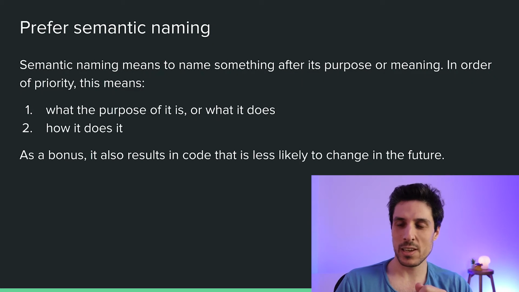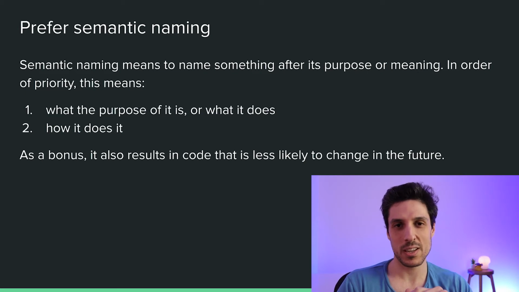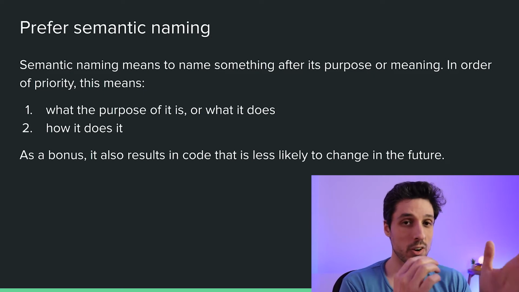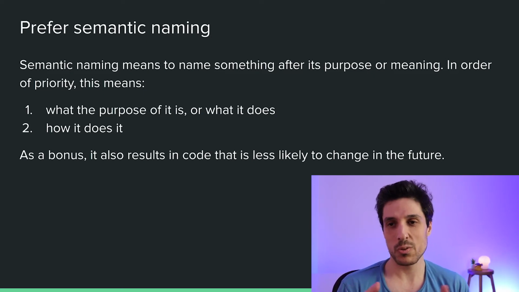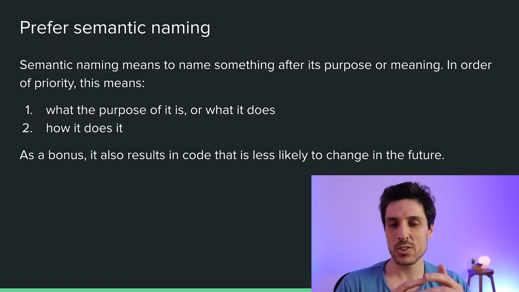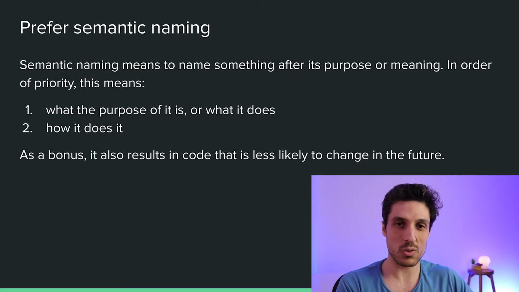All right, the next point is a little bit subtle to understand, and if it doesn't fully make sense, that's fine. Feel free to skip this section. But it is to use semantic naming where you can. And semantic naming basically means to name something after its purpose or after what it does first, and then if that's not possible, to name it after how it does it, okay? And another bonus to this is that it makes code more resistant to change tomorrow. It means that if you change code, you'll have to make fewer changes, and this is always a really good thing.